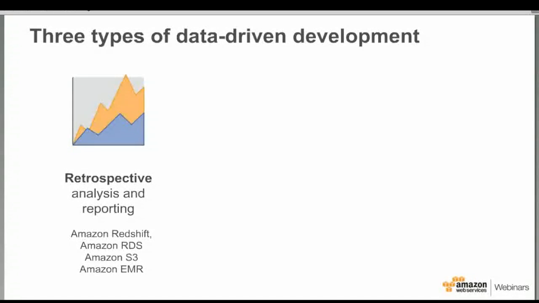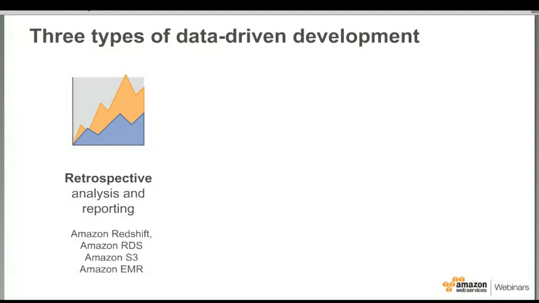So I want to start by talking about the three types of data-driven development. Our customers have told us that there are really three categories of uses of data that's collected as part of their businesses. First is the retrospective analysis and reporting, where data is collected, stored, and then analyzed to answer specific questions about what happened in the past. For example, many of our customers use Amazon S3 to store large volumes of structured data, and then they process this data with EMR using tools like Hive and Pig.